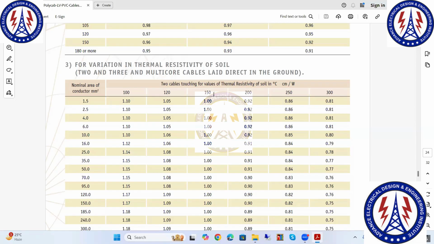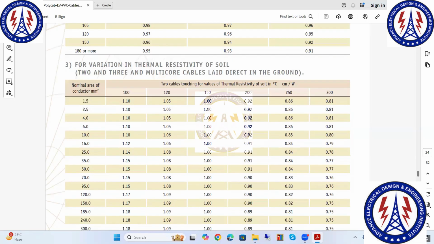So in India, what is the standard considered by the cable manufacturer? Whatever the make may be, 150 degrees centigrade centimeter per watt. Okay, 150. This is for India.